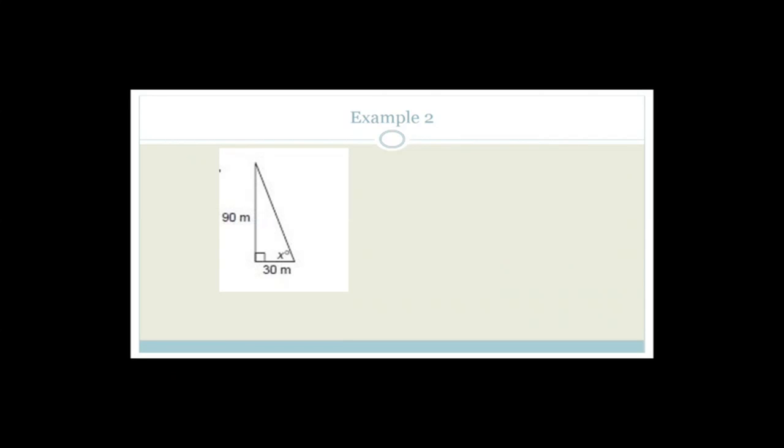Okay, now let's look at this example. This time, we need to find the angle x. You'll notice again, we've got a right angle triangle, so we're going to be using SOH-CAH-TOA. If this is our angle x, do you agree that that's the opposite side and this is the adjacent side? So what I'm going to do again is tick off what I've got. I've got the opposite side. I've got the adjacent side. The only trig ratio that's got both is tan. So I can say tan of x is equal to the opposite, which is 90 over 30. So do you agree that tan of x is equal to 3?